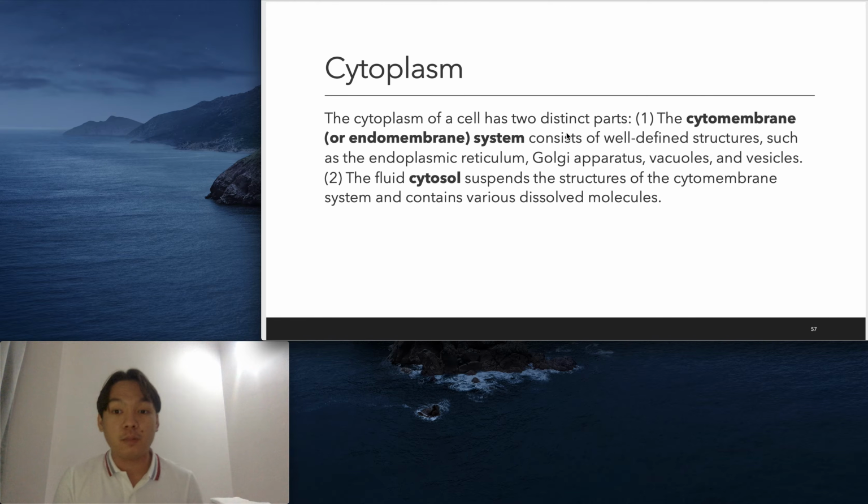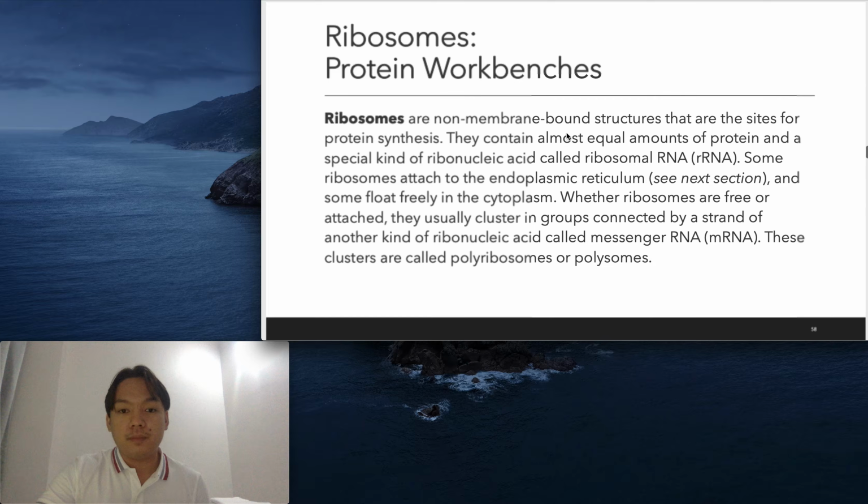Cytoplasm has two distinct parts. Again, the fluid cytosol suspends all the structures inside your cell membrane in the eukaryotic cell, and it also contains dissolved molecules. There is also the endomembrane system consisting of the ER, or endoplasmic reticulum, the Golgi apparatus, vacuoles, and vesicles.